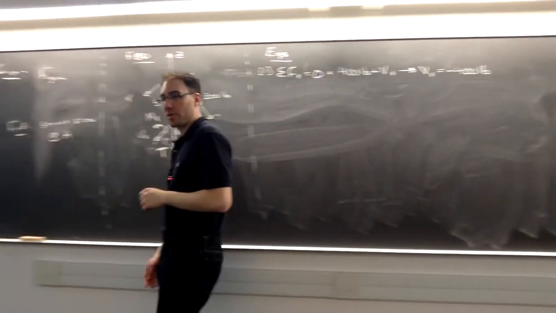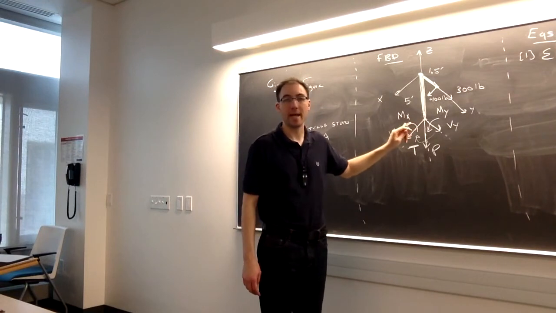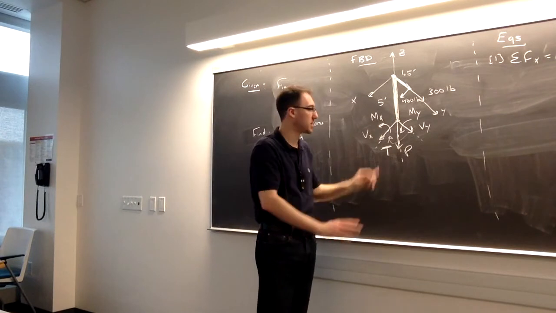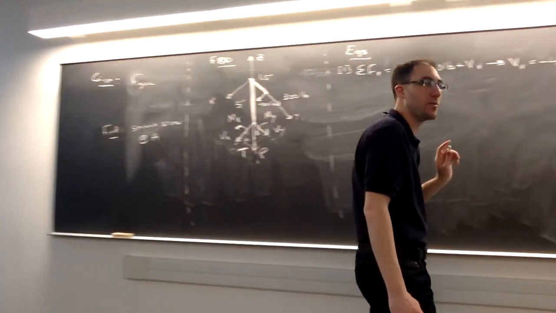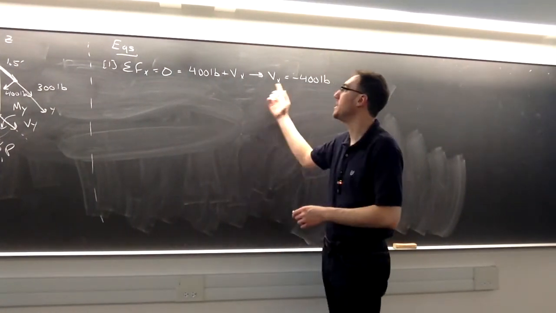So that internal shear force Vx is negative 400 pounds. I will make a second drawing of all these forces acting on the plane of my surface, and in that case, I want everything pointing in the right direction. According to this, it should be pointing in the negative x direction because I got a negative 400.